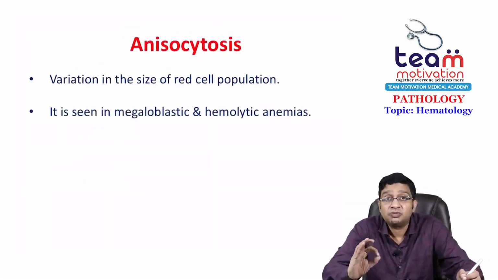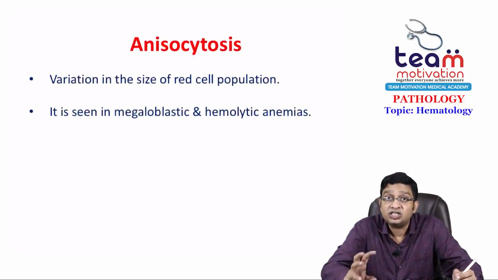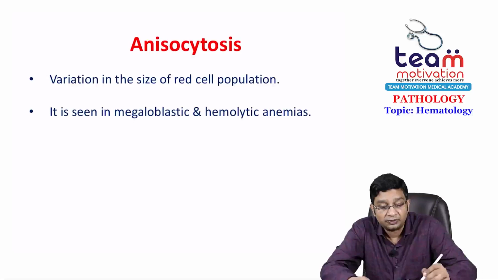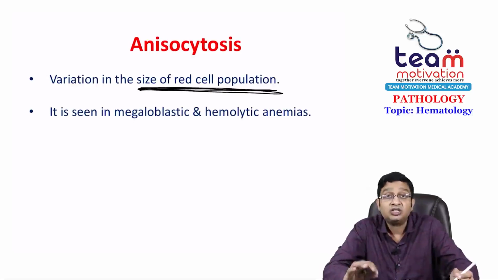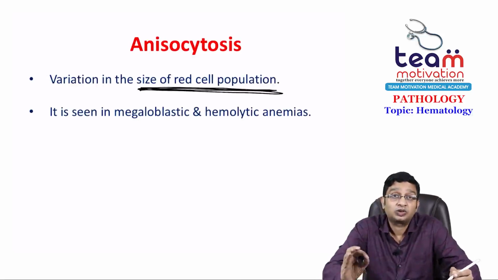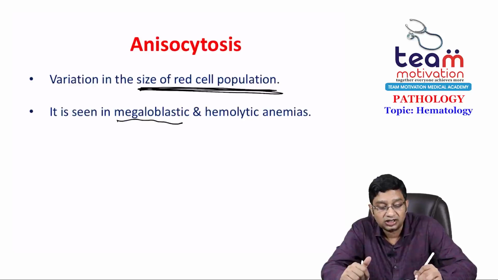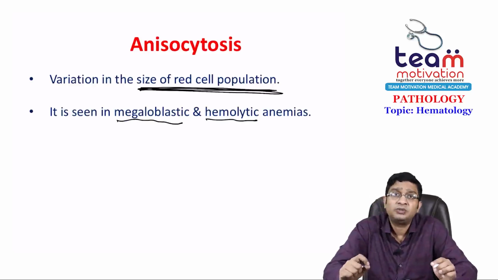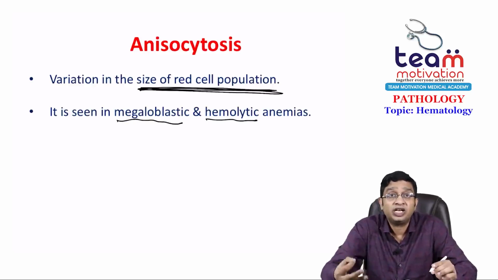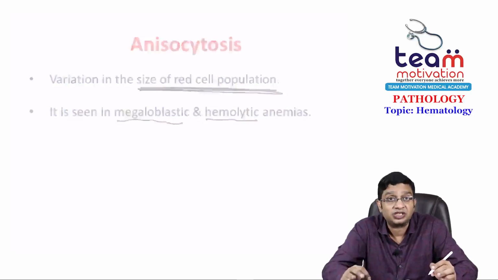Then you should know the meaning of the term anisocytosis. Variation in the size of RBC is called anisocytosis, and it is a common feature seen in megaloblastic and hemolytic anemias. So whenever you get a question, it might be written that there is presence of anisocytosis. Anisocytosis basically means there is variation in the size of RBC.